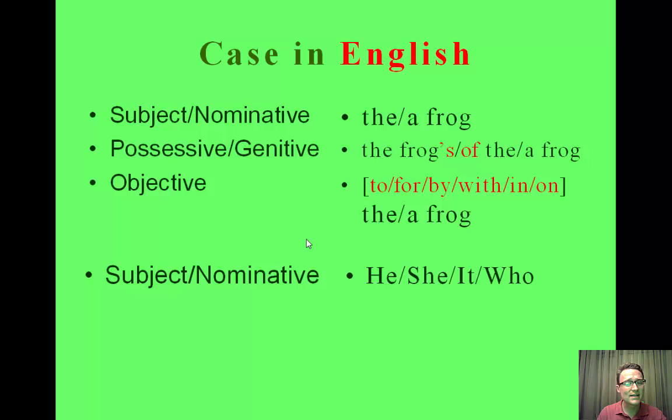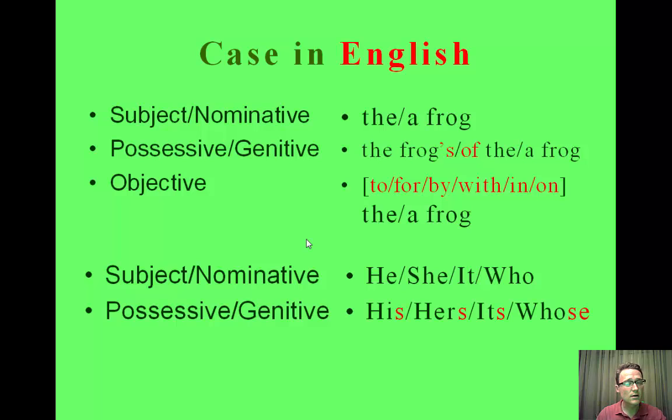So we see he, she, it, or who for our nominative case, for our subject case. For our genitive case, however, we see his, hers, its, and whose. And for our object case, or our objective case, we see him, her, it, and whom.